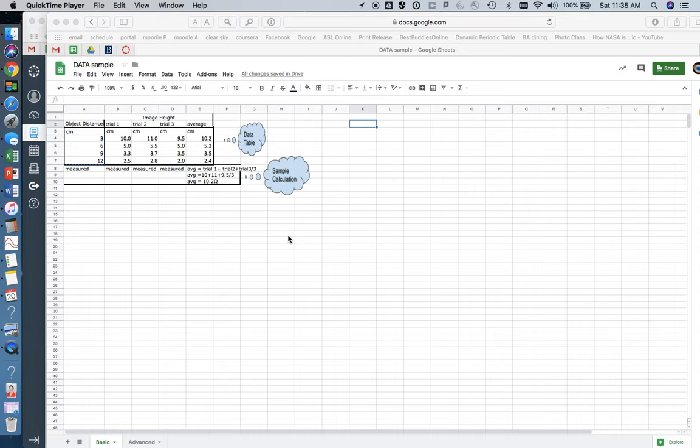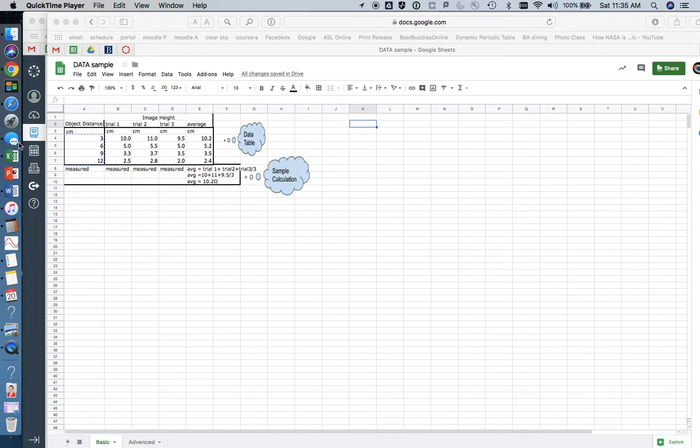In the last part of our tutorial, we talked about making data tables and sample calculations, and in this one, we're going to talk about making graphs. So we have our data table. We asked the question, how does object distance affect image height? And we need to make a graph of the data that we have.